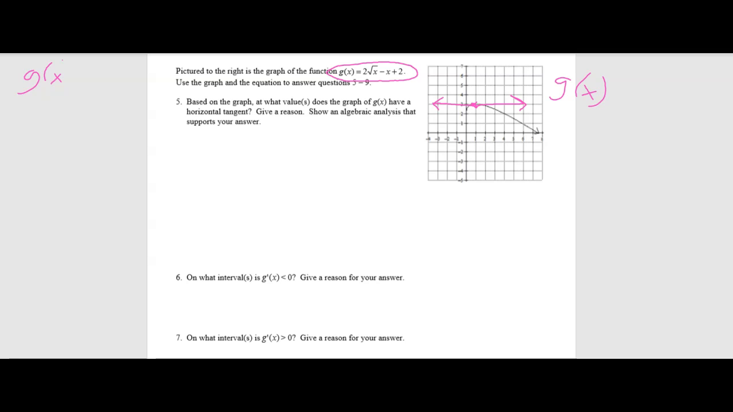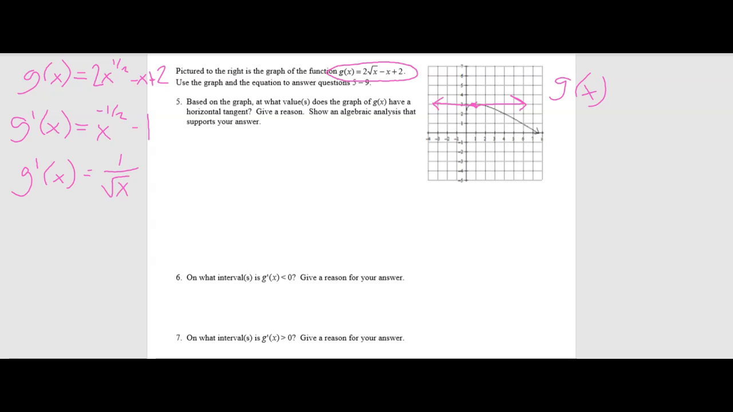First thing I'm going to do is rewrite g of x so that we can better use the power rule. So it's going to be 2 times x to the 1/2 power minus x plus 2. Now it's pretty easy to apply the power rule. G prime of x is going to be equal to x to the negative 1/2 power minus 1. Now, it's probably easier for you to work with the derivative if it's back in radical form. So that's what we're going to do. So g prime of x is equal to 1 over the square root of x minus 1.